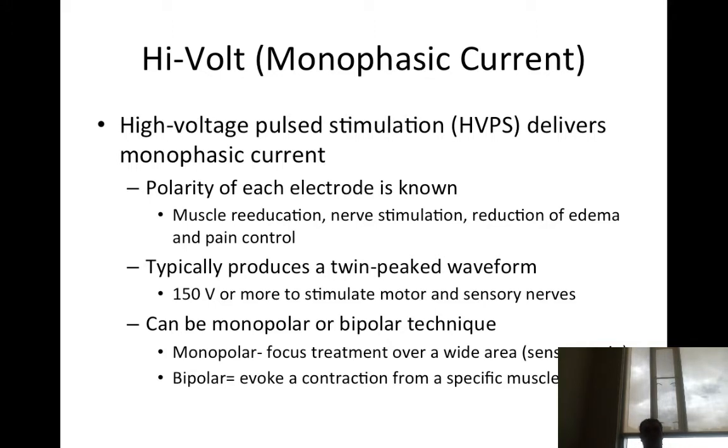So let me back up. You'll notice in this lecture we're going to go through a bunch of these different specific forms of electrical stimulation. And it's kind of up to you to use your clinical decision-making skills and thought process to pick which one you would use and when and why, right? So muscle re-education, nerve stim, reduction of edema, and pain control. Typically produces that twin-peaked waveform out. 150 volts or more is used to stimulate motor and sensory nerves.